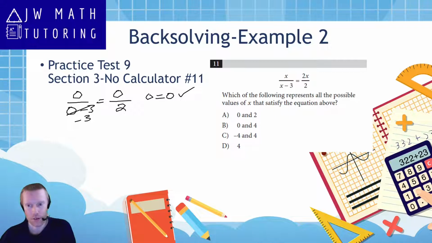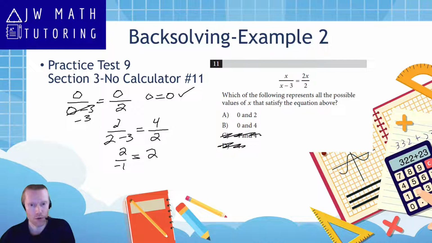Since I know 0 works, I can automatically eliminate C and D because they do not have 0 in them. So now I'm just left to check 2 and 4. One of them is going to work, one of them isn't. So now I'll check 2, and I get 2 over 2 minus 3, and then 2 times 2 is 4 over 2. So on the left side, I get 2 over negative 1. On the right side, I get 4 over 2, which is just 2 over positive 1, or 2.